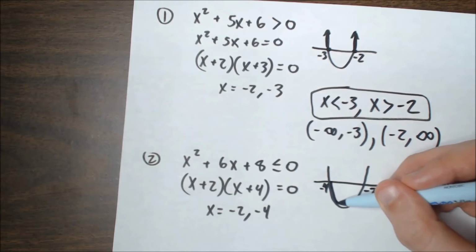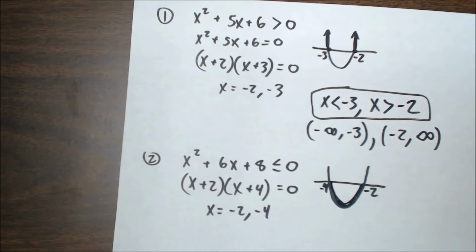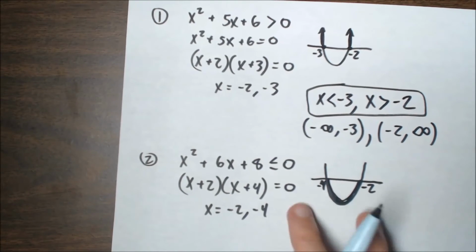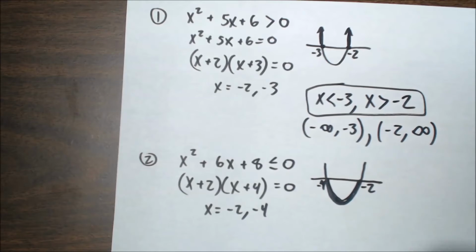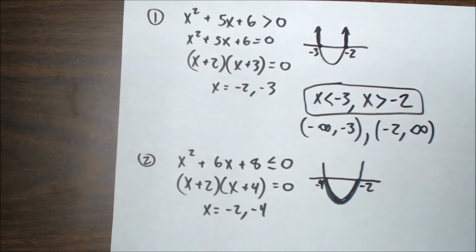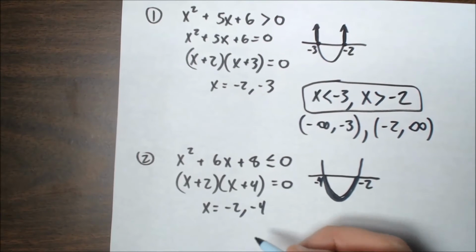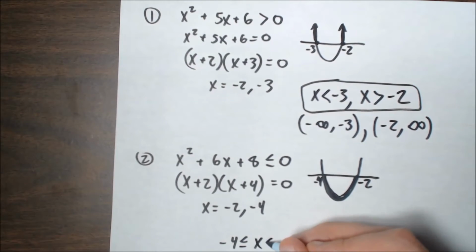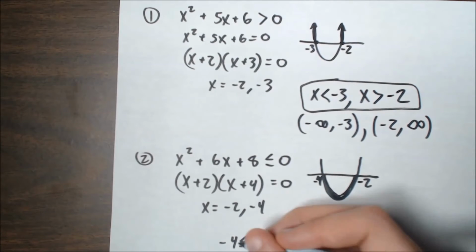Now I want to know this time, where is my graph less than 0? That means I'm looking at the part in the middle here. It's when it's between -4 and -2. When x is in between -4 and -2, I will get something less than 0. Okay. So if I want to write this using my inequality notation, then I would say x has to be between -4 and -2.